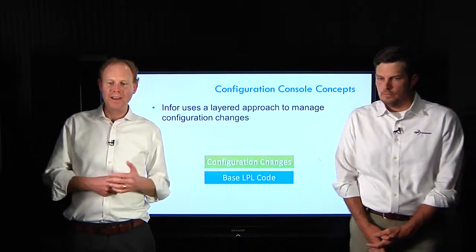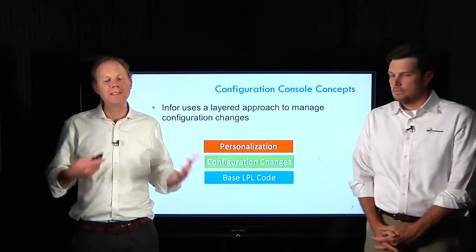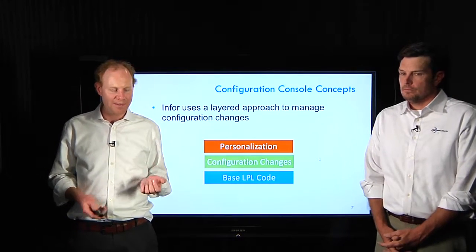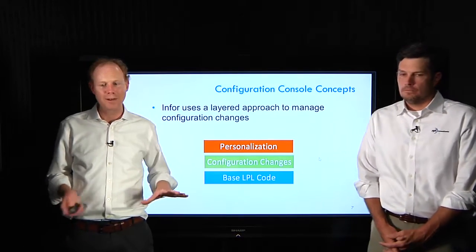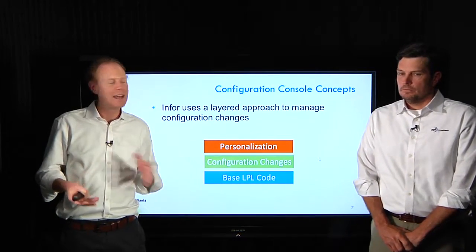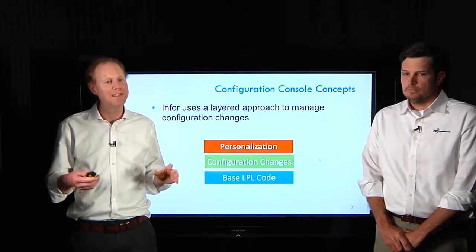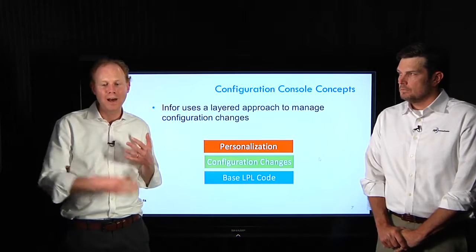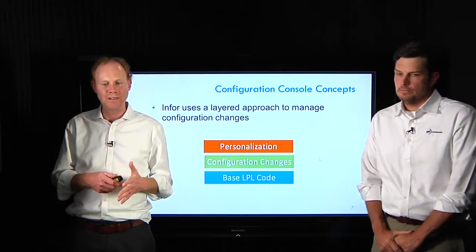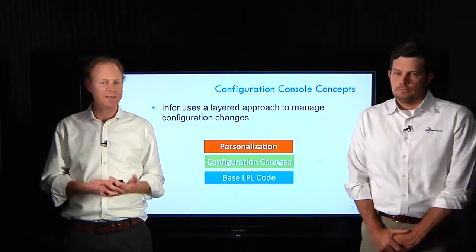Here we are. So Infor uses a layered approach. At the bottom layer, we have base LPL code. This is what gets delivered from Infor, and it's not recommended to modify the base LPL code at all. Above that layer sits everything we do in Configuration Console. And that keeps a nice separation and makes it easier to apply updates to the base code and still bring your configurations forward to newer versions. And then upon that sits any personalizations that users have made.